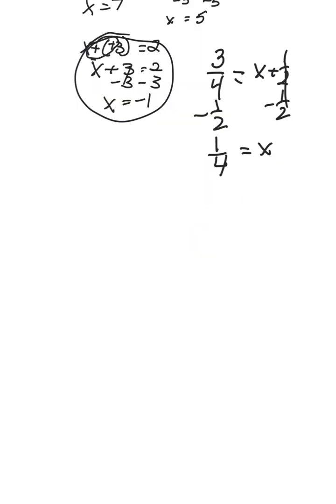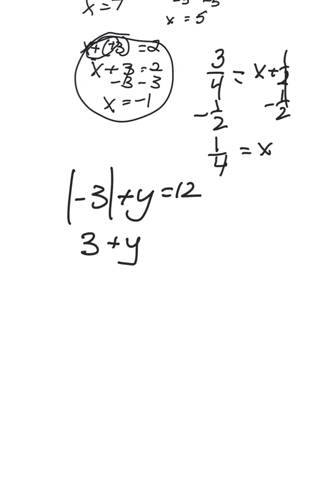They'll throw some with absolute value at you. So the absolute value of negative 3 plus y equals 12. Well, I'm going to first have to get rid of this absolute value of negative 3. I know that's 3. I just rewrite 3 plus y equals 12. I need to get the y by itself. That's isolating the variable. So I need to get rid of this 3. I subtract the 3, and that cancels out. So I get y equals 9. And that's how you show your work.